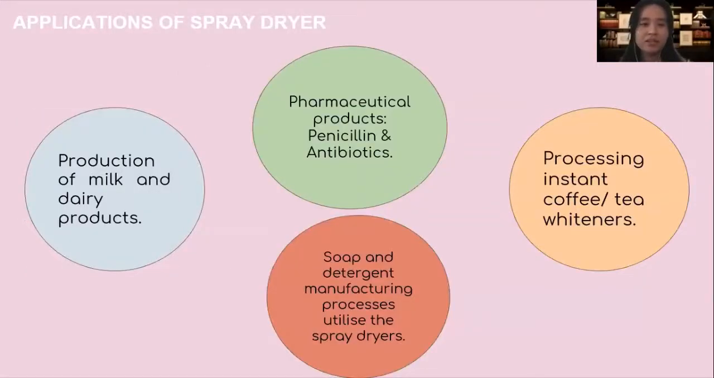For the applications of spray dryer, we have 4, and the first one is pharmaceutical products. They produce penicillin and antibiotics. The second one is processing of instant coffee or tea whiteners, which is creamers. And they also use spray dryer for soap and detergent manufacturing. And the production of milk and dairy products to produce them into powder form.